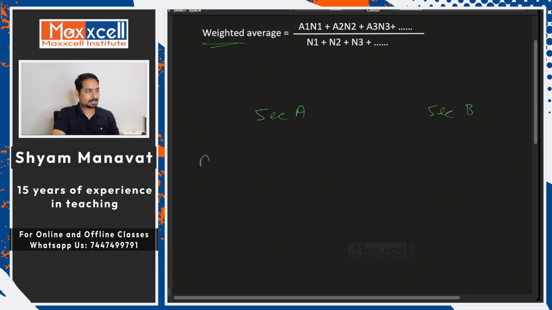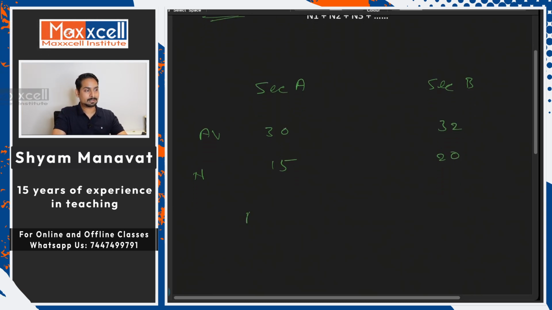Okay, so the average marks obtained by the students of section A is 30 and the number of students there is, let's say, 15. In section B, the average marks scored by the students is 32, and the number of students in section B is, let's say, 20. In that case, what is the combined average of section A and section B?